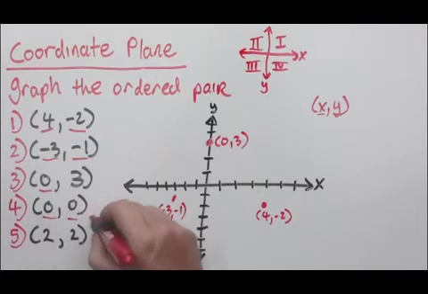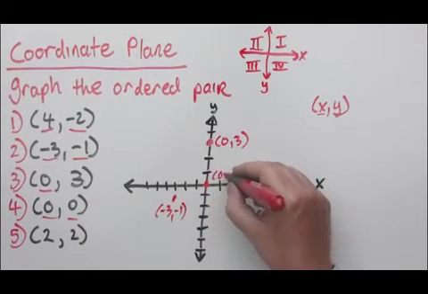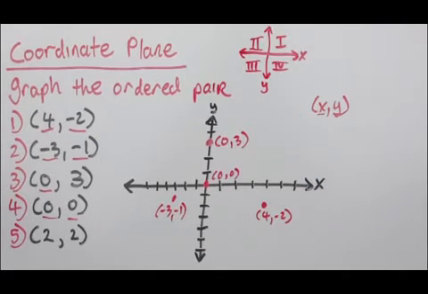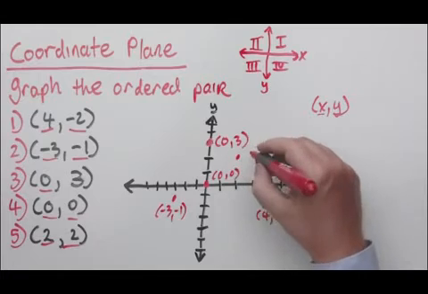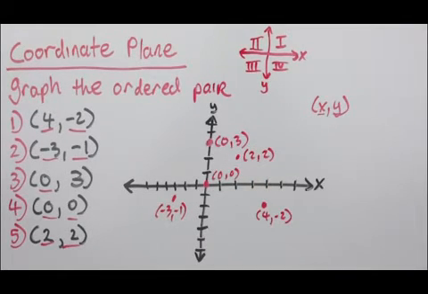0, 0 is a special number in the middle. It's called the origin. That's where we always start. 2, 2. Let's see, it goes over 2 and up 2. So that's 2, 2. Great.